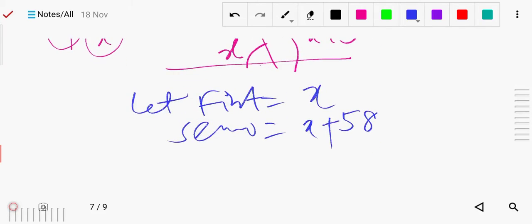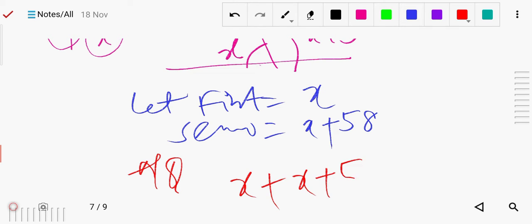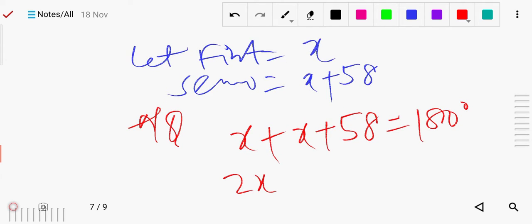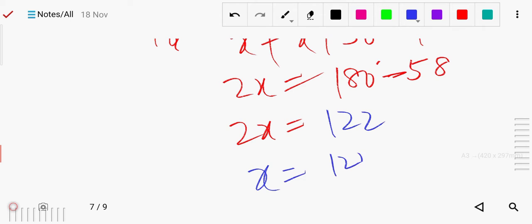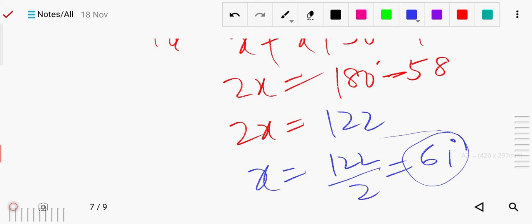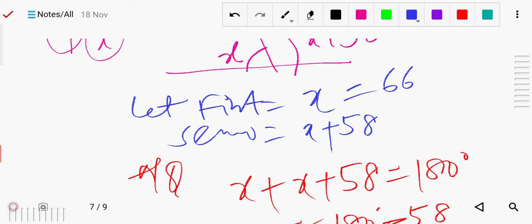Now next you can write according to the question: x plus x plus 58 equals 180 degrees. Now you can solve. This will be 2x, and you can move this 58 to the other side, so 180 minus 58. So 2x equals 180 minus 58, which is 122. So x equals 122 by 2, so it will be 61 degrees. So it means the smaller first angle is 61 degrees.